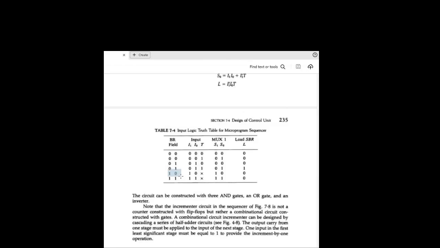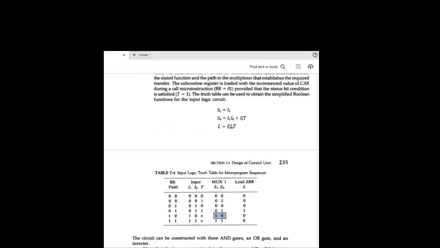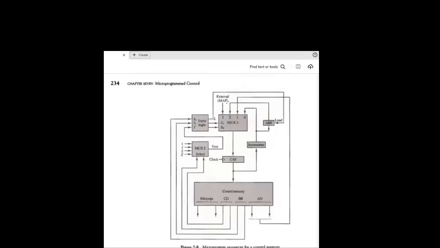1, 0. 1, 0 is what? Return. When 1, 0 is return, irrespective of the value of T, the return part in your multiplexer should be selected. So what did we provide as a selection line to mux 1? 1, 0. Let us see what is there in 1, 0. 1, 0 is this one. Where is this line coming from? It is coming from SBR. So whenever return is there, whatever is the value of SBR would be transferred through your multiplexer to your CAR. Clear? And the last one is what?